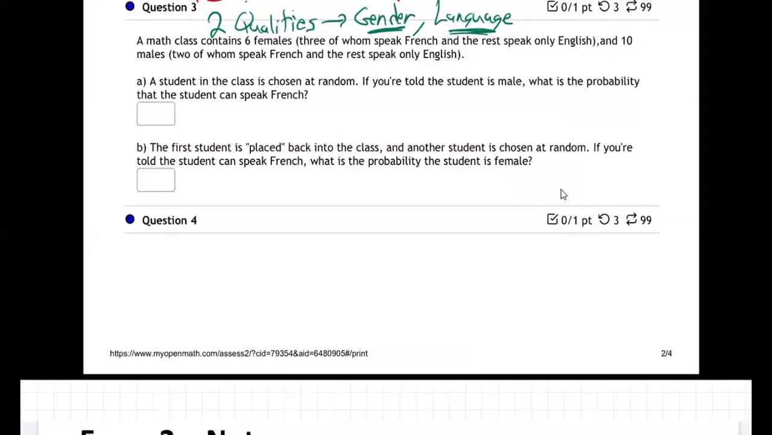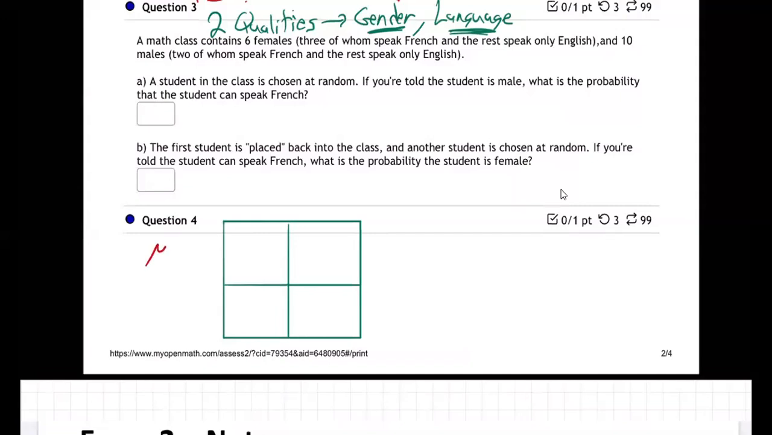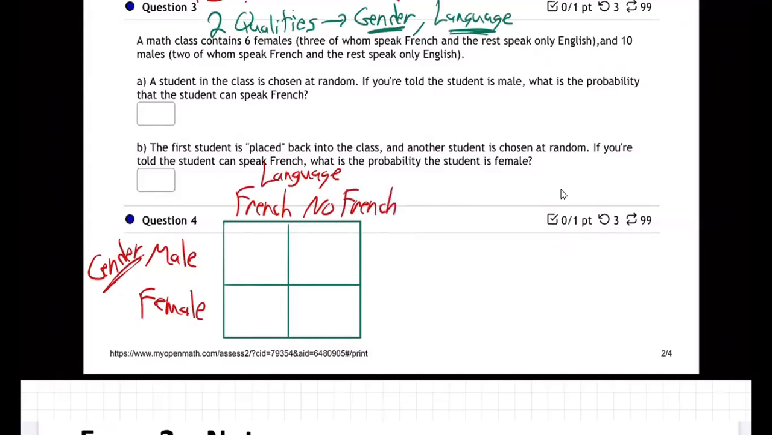So let's do it down here for us. It doesn't matter which side you go with. One of the qualities, I'll just say male or female. So this side is gender, right? Male or female. The other one is language. Do they speak French or no French? That's basically the deal we're talking about. All right, let's try to put the numbers into action.